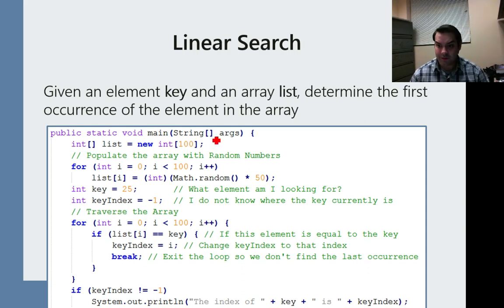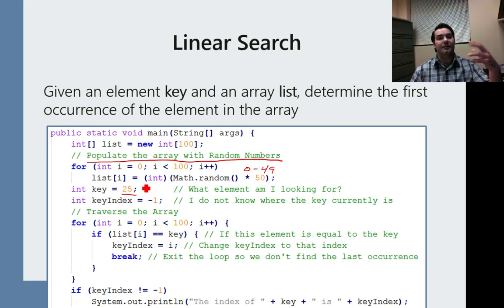The first thing I'm going to do is create an array of random numbers. Now, why do I do random numbers? Well, because I just needed to throw out 100 of them, and I want them to be all integers. So I'm just making random numbers from 0 to 49. And then I'm saying, I want to look for when my key is 25. When's the first occurrence of 25 in this randomly generated array?